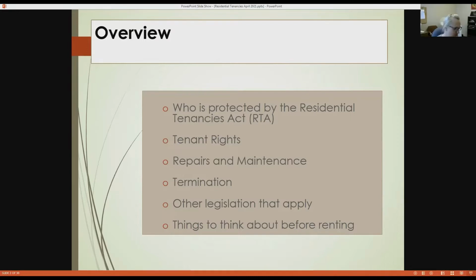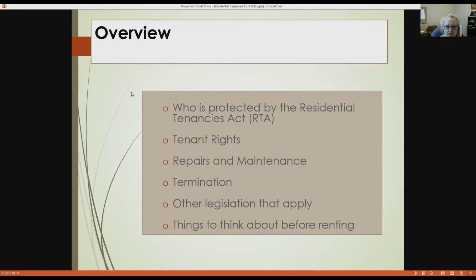So if you have questions, I would just ask that you hold them to the end. I can't provide legal advice today on specific legal situations, but I will have the contact information for our clinic so that if there is a specific issue that you want to talk to a lawyer or a legal worker about, you can call in and make an appointment.